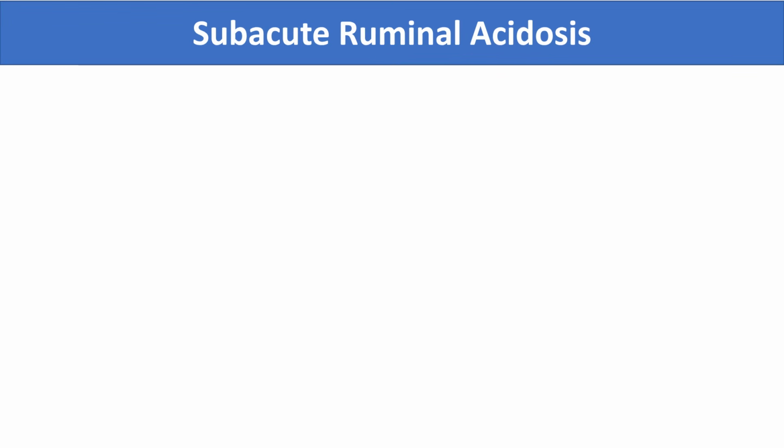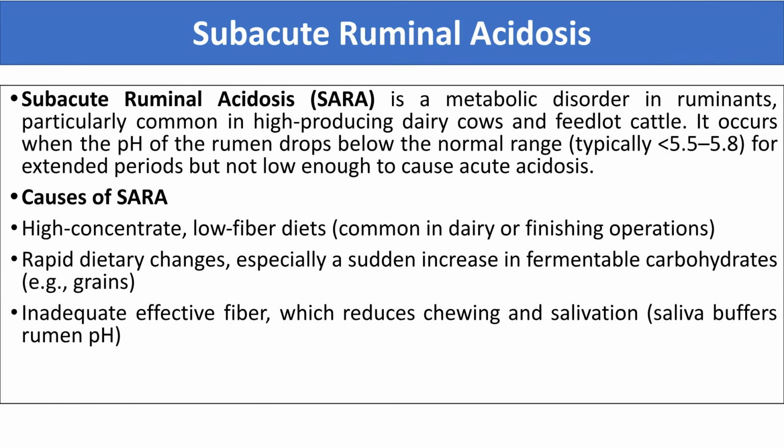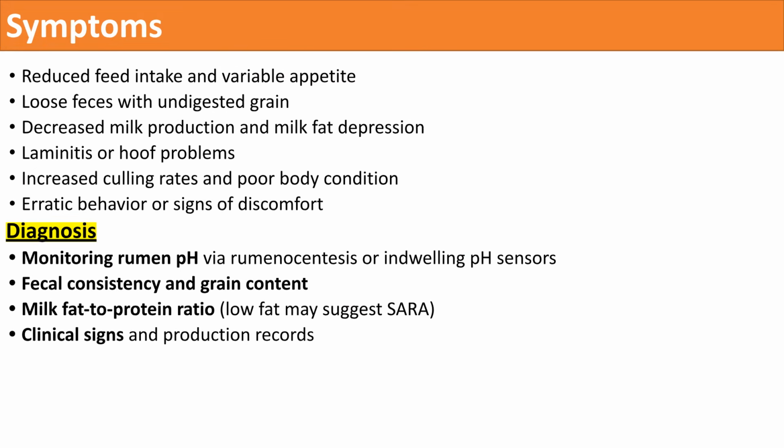Subacute ruminal acidosis, or SARA, is a metabolic disorder in ruminants, common in high-producing dairy cows. It occurs when the rumen pH drops below the normal range, typically under 5.8 for extended periods. Causes include high concentrate, low-fiber diets, rapid dietary changes, and inadequate effective fiber. Symptoms of SARA include reduced and variable feed intake, loose feces with undigested grain, decreased milk production, and laminitis.